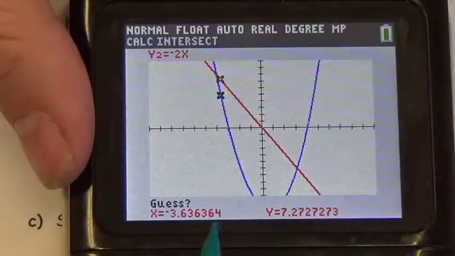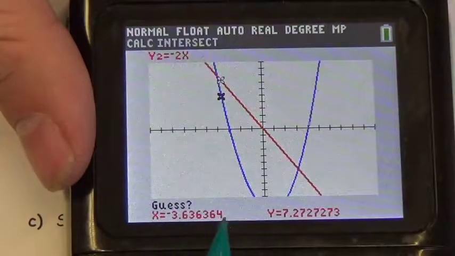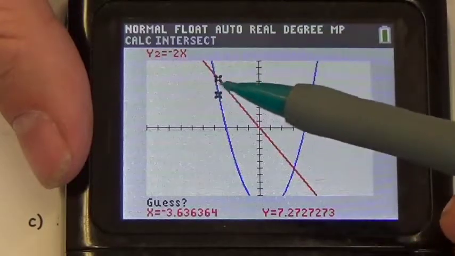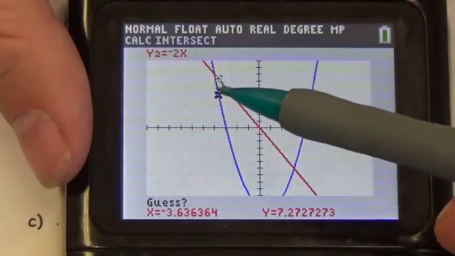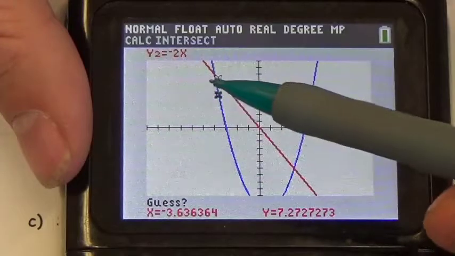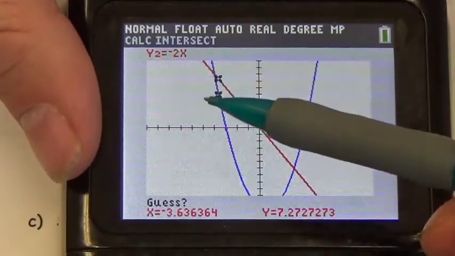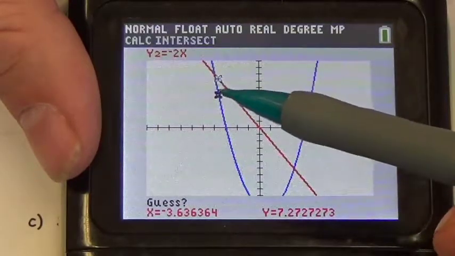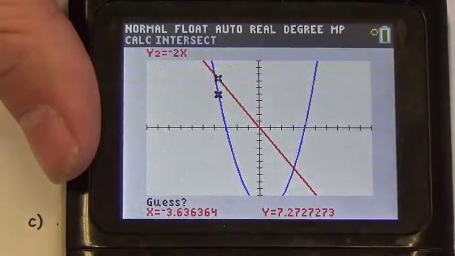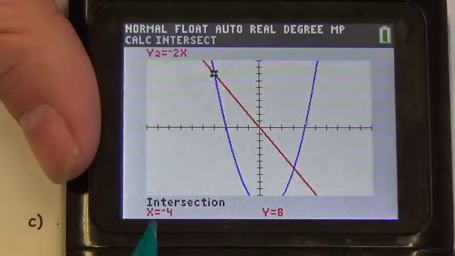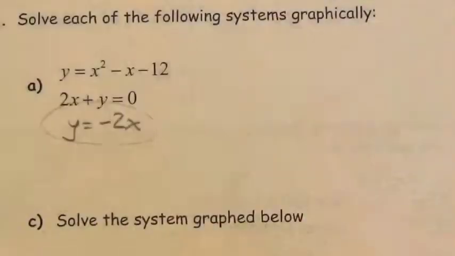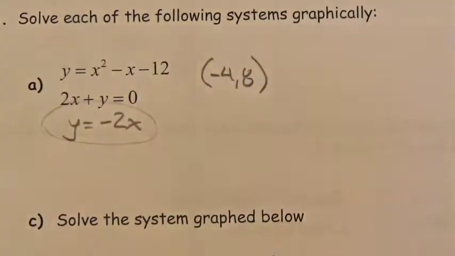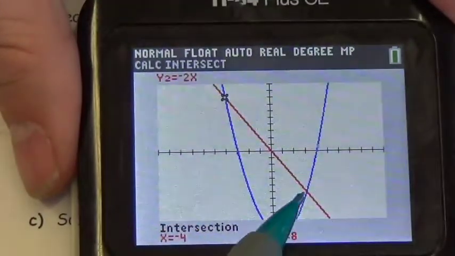Now it's asking, can it use negative 3.636 and so on as a guess? The calculator has a little program in there, and it uses the point where the cursor is right now as a guess as to what the answer is, and then its formula creates an improved guess that's closer to the point of intersection. Just press enter to get past it, and it takes a couple seconds, and you get this point, negative 4.8. So one solution to this is the point negative 4.8. Now that's only one solution. There was another, this one over here.